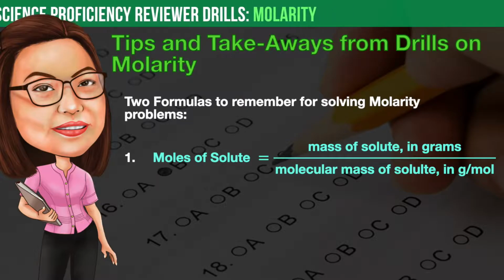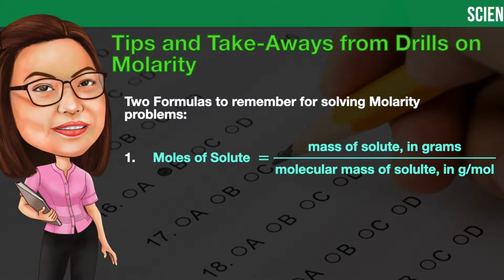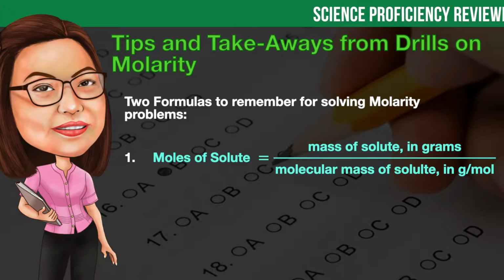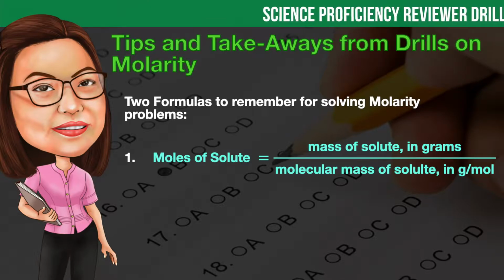To find moles of solute, you will need to divide the mass of solute by the molar mass of solute. And to get the molar mass of your solute, you need to know its chemical composition and the corresponding atomic mass of each element involved.